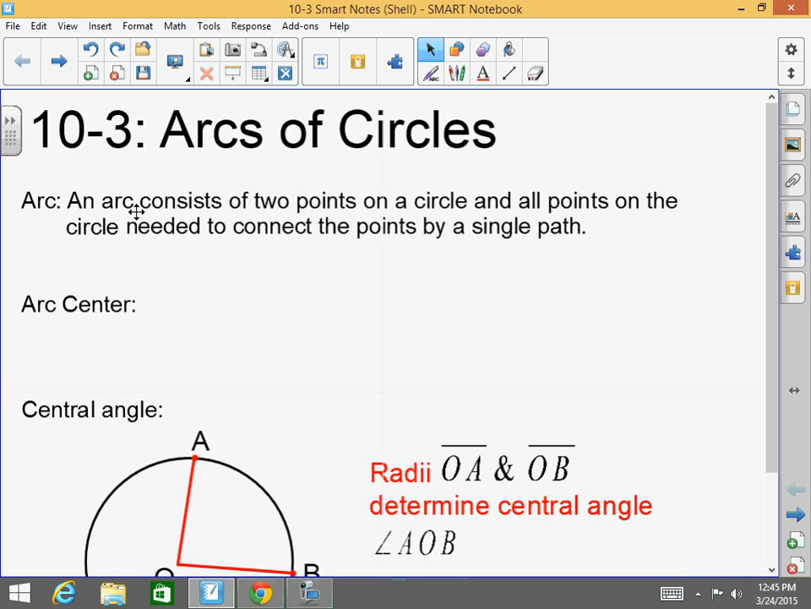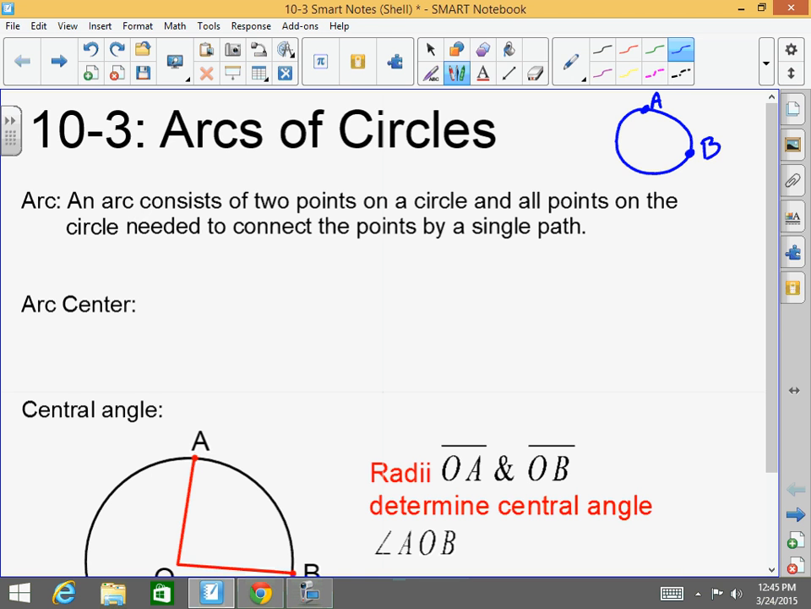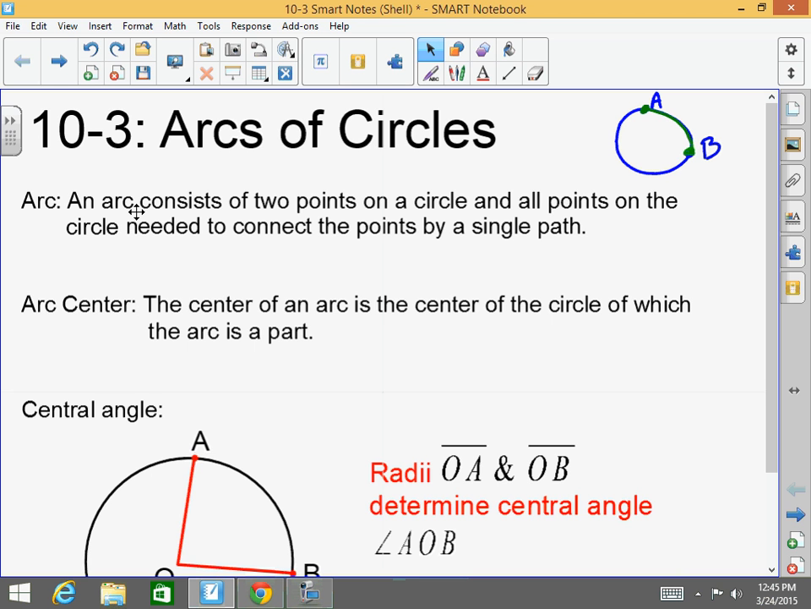So what that means is, if I have this circle here and I have 2 points or 3 points or 5 points, the section that connects this point with this point is called the arc. It's basically a part or a percentage of the circumference. The arc center is the center of the circle of which the arc is a part of. That is the arc center.